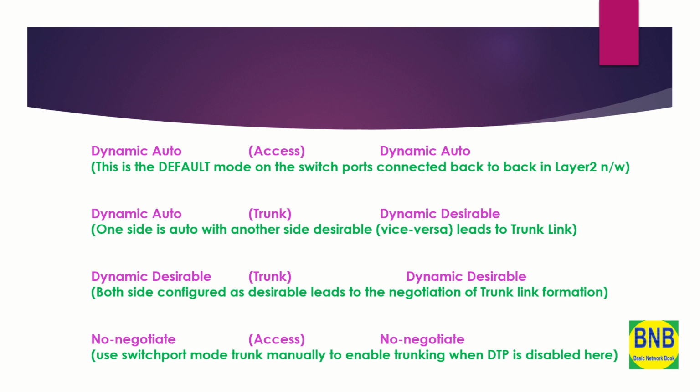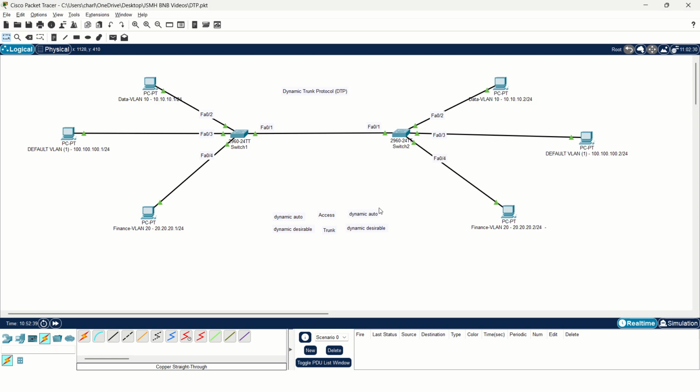So DTP is basically to configure your trunking port dynamically. Let's say you have your ports on your switches connected back to back. You can use this DTP protocol, Dynamic Trunking Protocol, to configure the trunking by itself. They will negotiate by themselves once you enable DTP on both the switches with the desirable mode. So let's go to a lab and check this out.